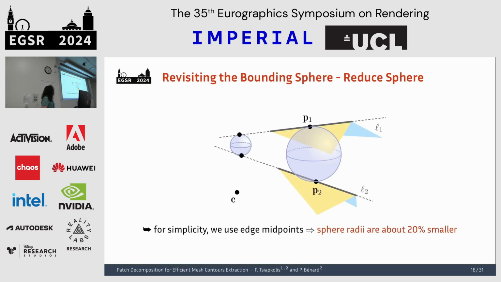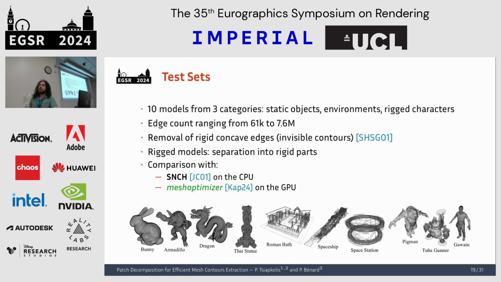But we also have a smaller sphere, which is about 20% smaller. So we get that additional extra percentage on top of it.